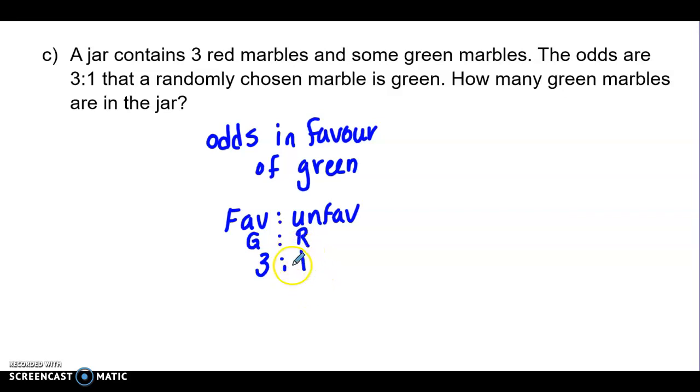Right now we have the red marbles being 1, but we are told that there are 3 red marbles. So this ratio must have been reduced. So if I multiply this by 3 and multiply this by 3, we end up with 9 to 3. 9 is the number of green marbles to the number of red marbles. The question was, how many green marbles are in the jar? There are 9. 9 green marbles.